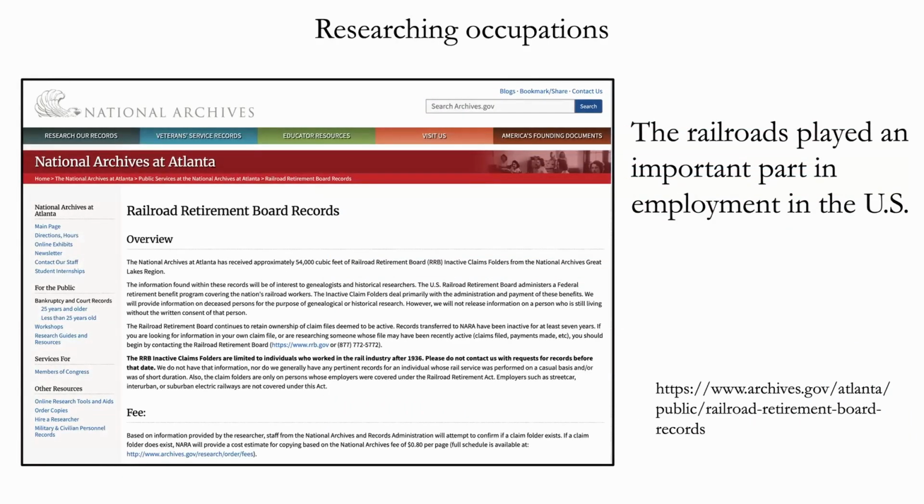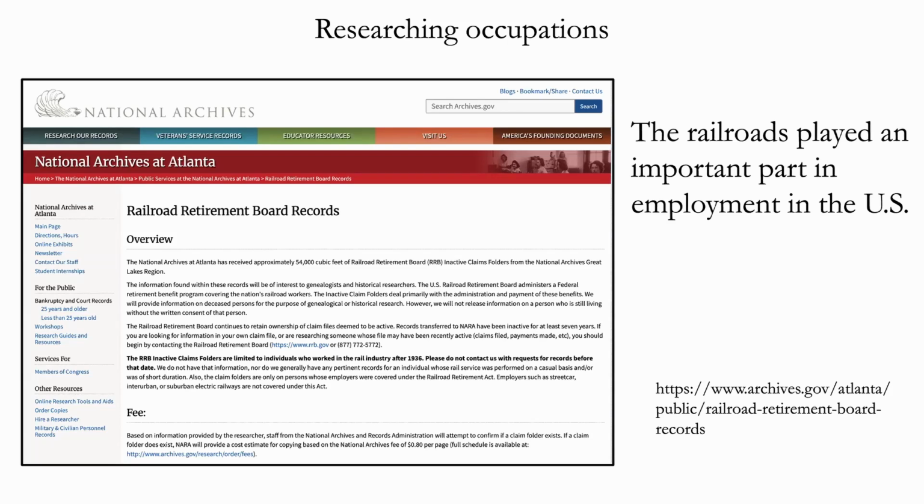So I'll start out here first with railroads. Railroads played an important part in the United States in terms of employment. And the fact that you find somebody as a railroad worker may or may not be helpful unless you can find out more information about the person.